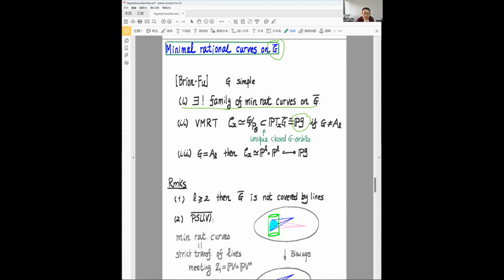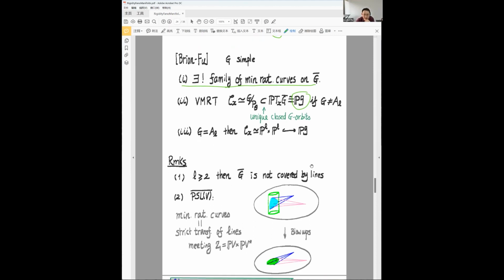So this is just the Fano contact variety, if G is not of type A. But if G is of type A, this variety is projectivized by the tangent bundle, the cotangent bundle, which is just a linear hyperplane section of this product. For type A, we show that the VMRT is the product of two projective spaces.